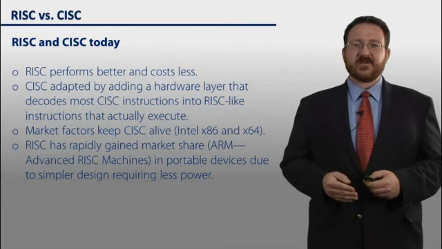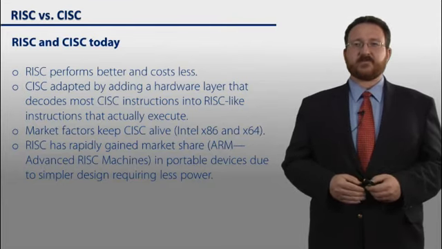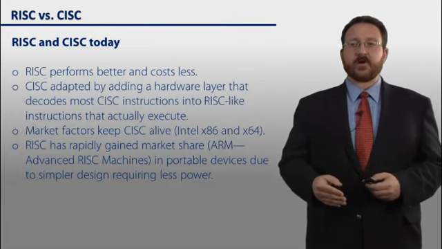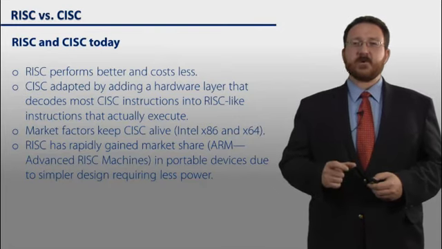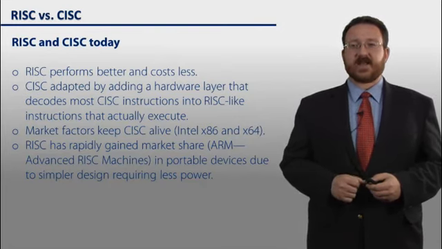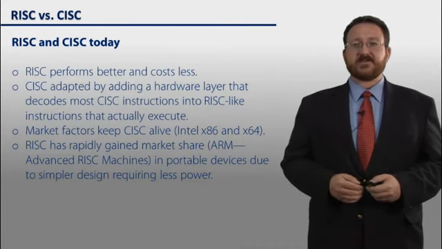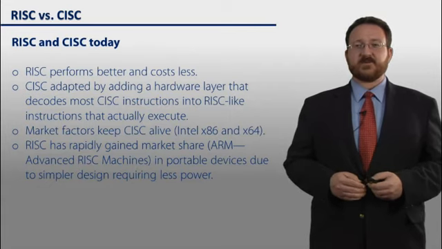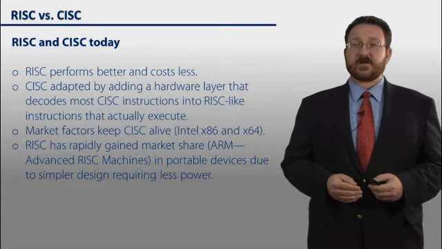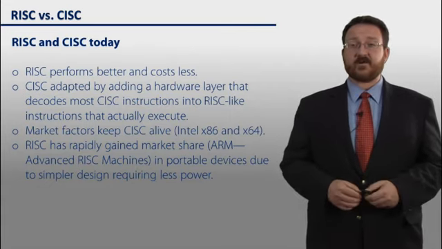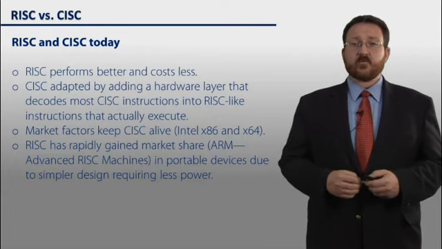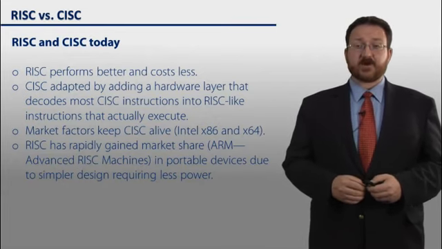CISC adapted to the increased performance of RISC by adding even more hardware that actually decodes most complex instructions into much smaller RISC-like instructions that actually execute. This is called code morphing. Market factors, though, keep complex instruction set computers alive, such as the Intel architecture, because of the wealth of software that's available for them. RISC has rapidly gained a lot of market share today, mostly due to mobile processing.